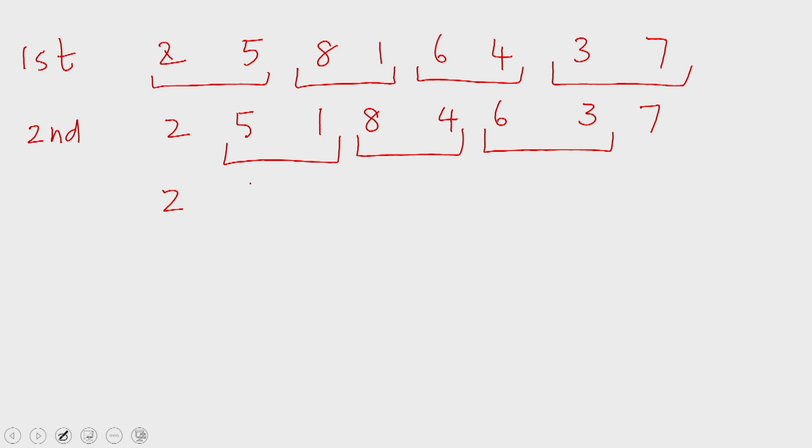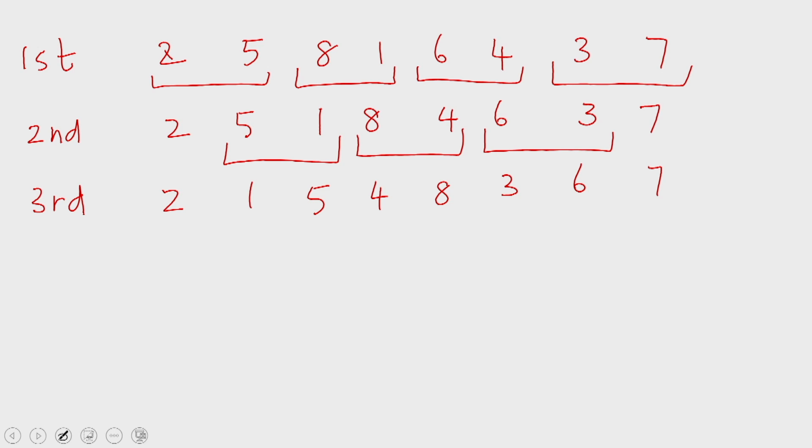5 and 1 get swapped, 1 will come to the left and 5 will come to the right. 4 and 8 also get swapped, 3 and 6 also get swapped, 7 is not being compared with any element. So, this is the content of the linear array after the second step. So, this is how it looks like at the end of the third step, at the beginning of the third step. In the third step, we again go back to the original odd even pairing.